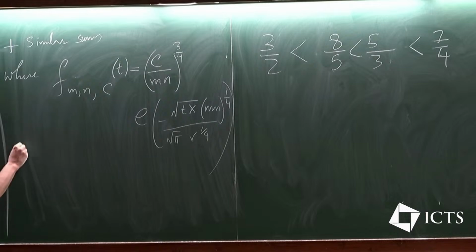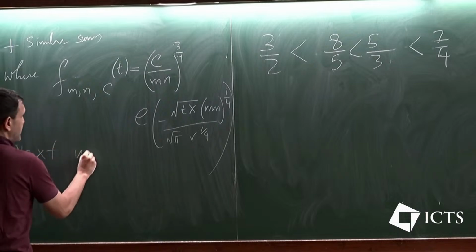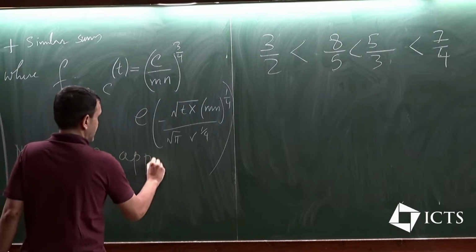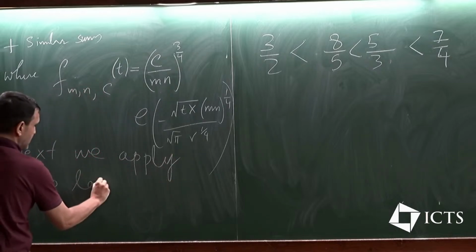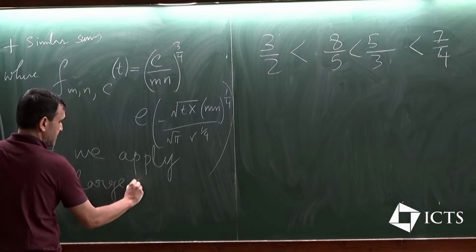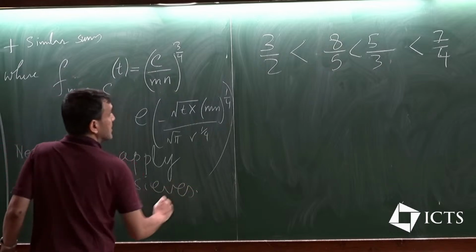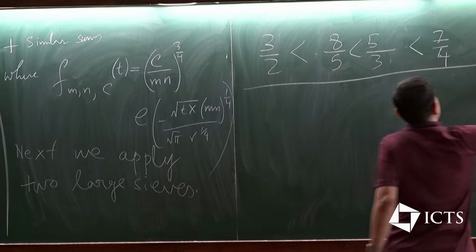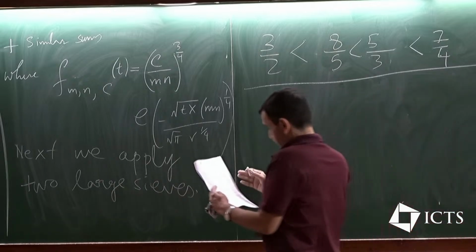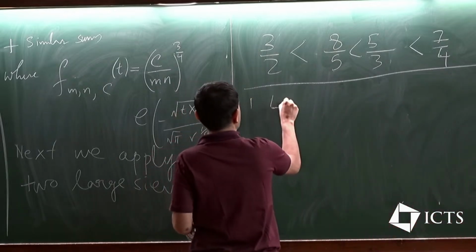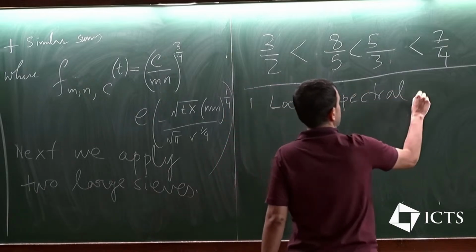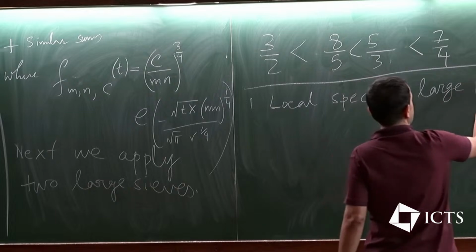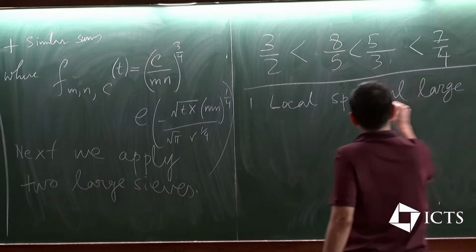So next, we apply two large sieves. Okay, so what are they? The first one is the local spectral large sieve, due to Jutila.